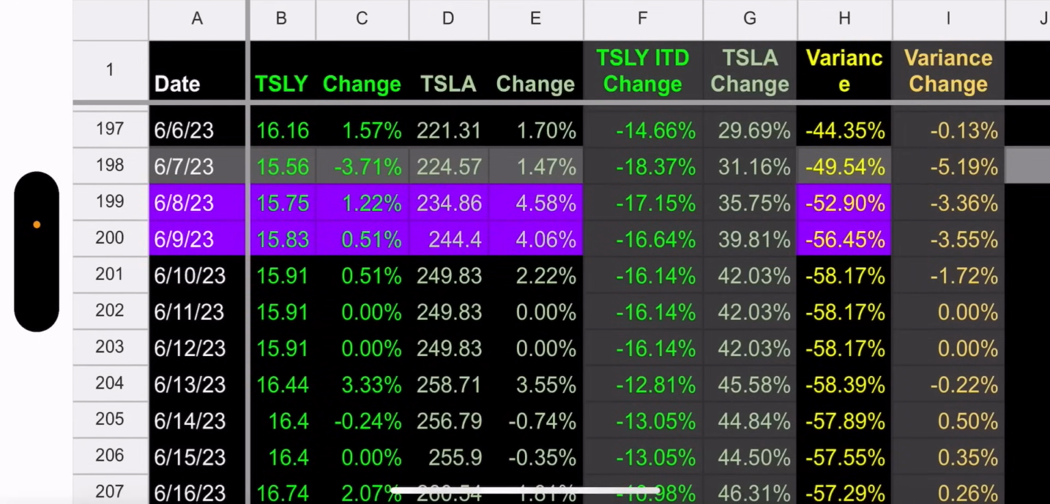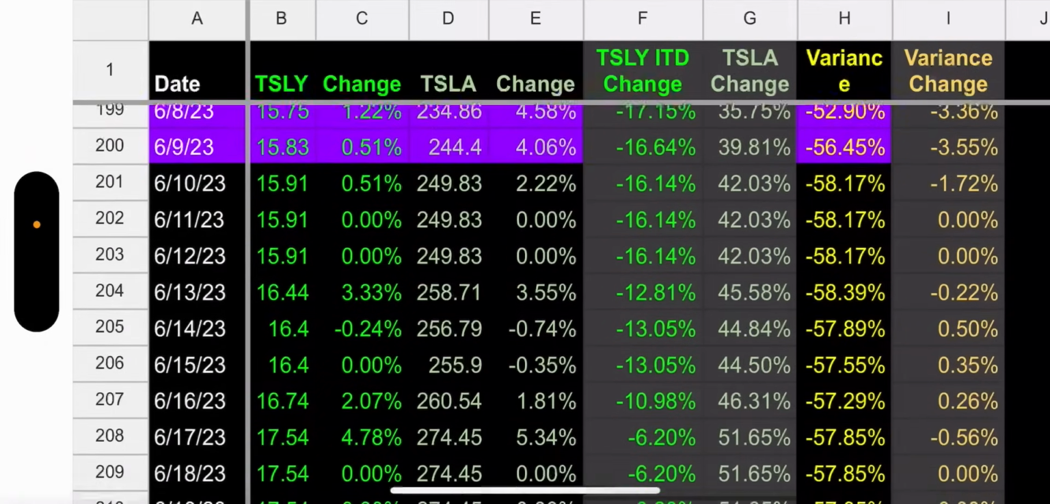Okay, and then we got ex-dividend date. Then we got two purples. So we had an ex-dividend date, 5%, and then we have a purple. Tesla went up 4.58. We only captured 1. And then the next day, Tesla went up 4%. We only captured 0.5%. So, excluding the ex-dividend date, really, we just lost 7% almost. So now Tesla is winning 58%. And we're not through a whole year.